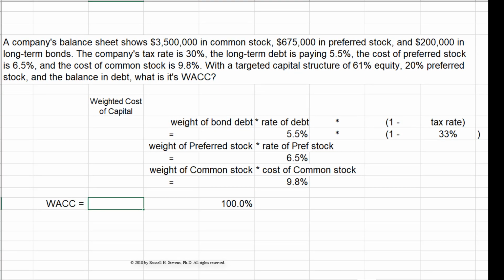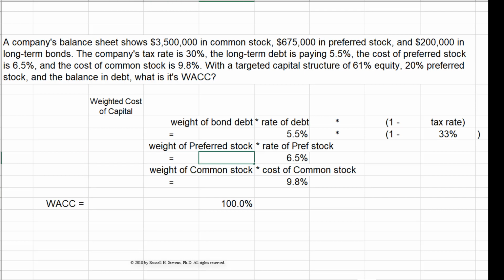This final problem on the video is less complicated than it looks. First, the current balance sheet amounts are irrelevant. Since the problem calls for a targeted capital structure, those are the numbers that really count. To save time on the video, the tax rate, the percentage paid on debt, the percentage paid on preferred stock, and the cost of common stock are already pre-entered from the word problem into the format on your screen. Since the word problem does not provide the percentage for the bond debt, it will need to be calculated.